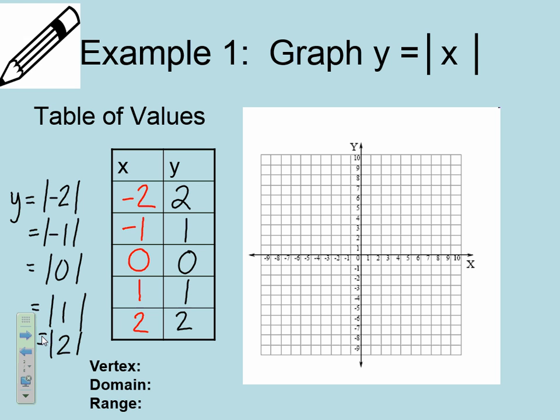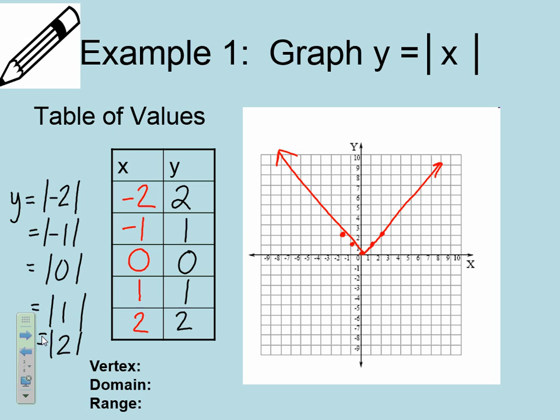So if I take a look at what kind of picture this makes, or what kind of graph we've generated, be careful when you plot those points. -2, 2, -1, 1, 0, 0, 1, 1, 2, 2. We've created a V shape. All absolute value graphs will have this same general shape. It's not a parabola, it's not a U shape, it's a V shape. V for absolute value, if you want to remember it like that.